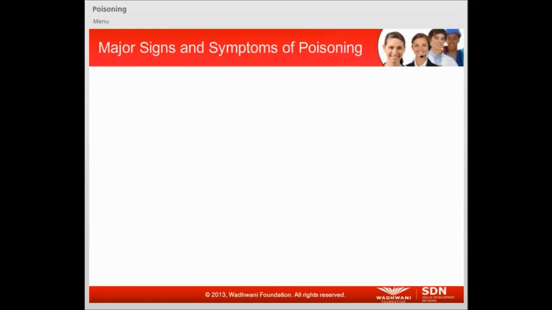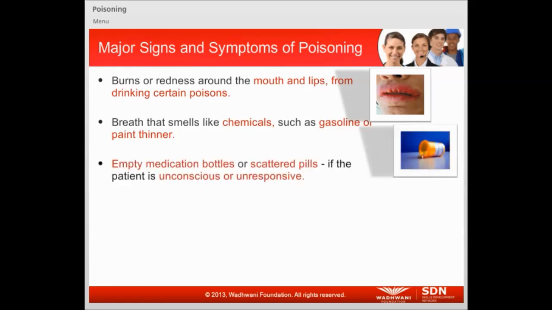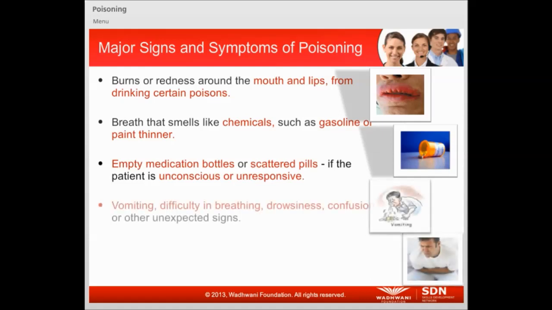Major signs and symptoms of poisoning are burns or redness around the mouth and lips from drinking certain poisons, breath that smells like chemicals such as gasoline or paint thinner, empty medication bottles or scattered pills if the patient is unconscious or unresponsive, vomiting, difficulty in breathing, drowsiness, confusion or other unexpected signs.